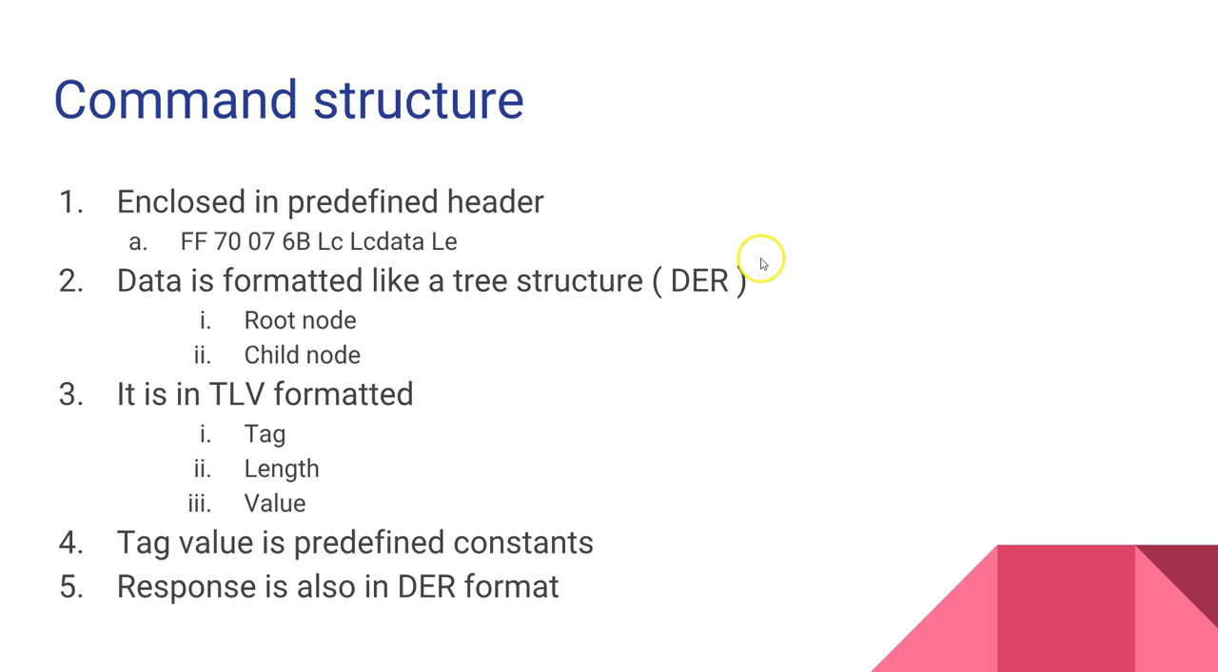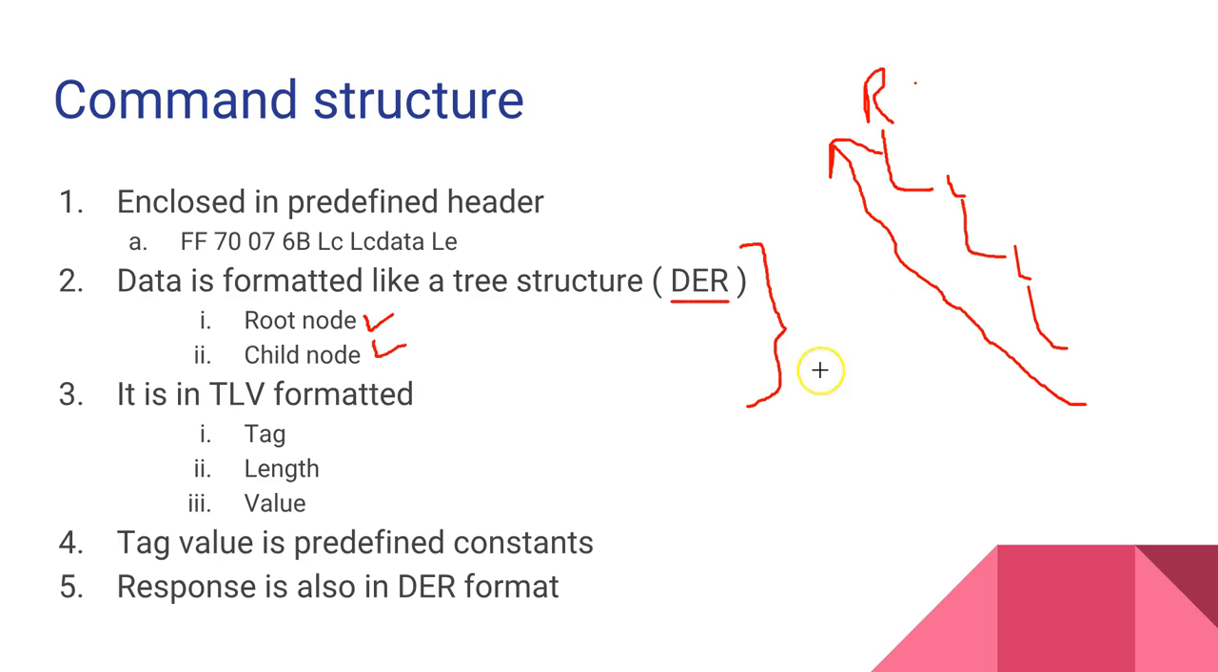It's a very interesting concept for students doing computer science. There is an interesting data structure that's used here. It is called a DER. Now you have to look on the internet and see what the DER is. It is a kind of tree structure. The data we pass is formatted like a tree structure, which has got a root node and child nodes. When you discuss a tree structure, you'll always have a hierarchy. You'll have the root, underneath you'll have the child and one more child and one more child and so on. So this forms a hierarchy of the data structure.